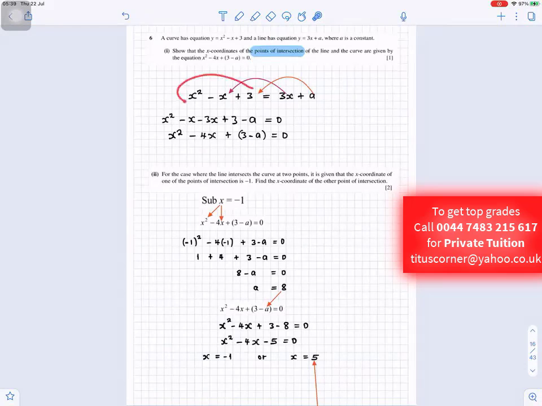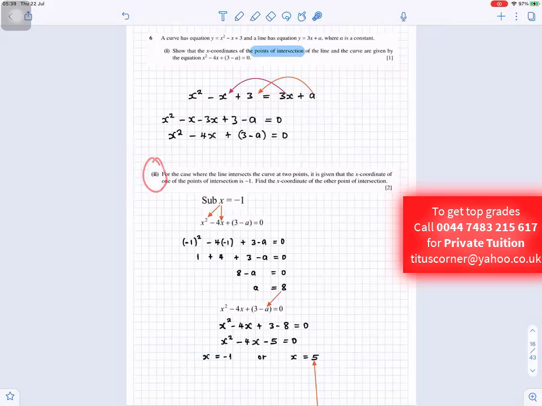So the curve is equal to the line because they intersect. So plus 3x goes to the left, it becomes minus 3x. Plus a goes to the left, it becomes minus a. So you're left with 0 on the right. Now this is a quadratic. You have x squared minus x minus 3x is minus 4x plus 3 minus a equals 0, which is what you're required to show.